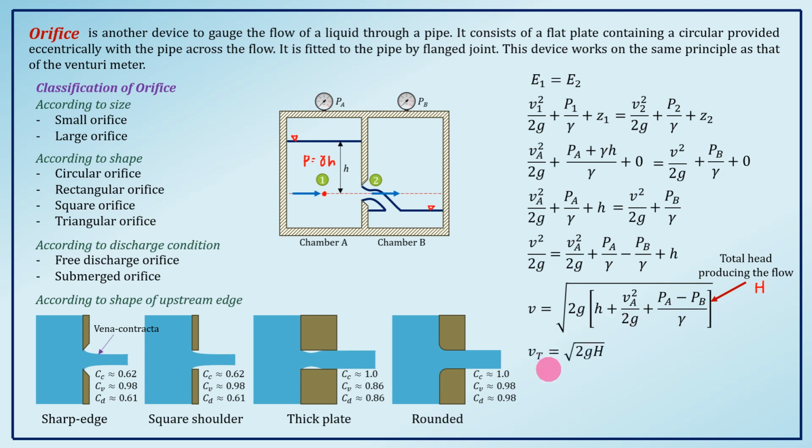Velocity theoretical is equal to the square root of 2gH. But you have to take note of this H. Yung H mo, hindi yan basta height lang dyan sa orifice mo. Yan yung total head producing the flow, which is equal to H plus vA squared over 2g plus pA minus pB over gamma.